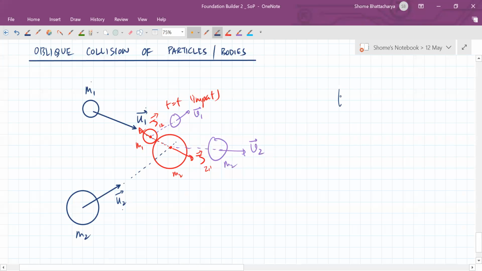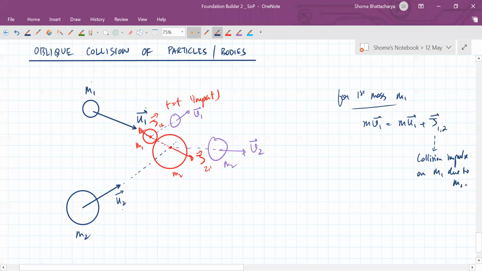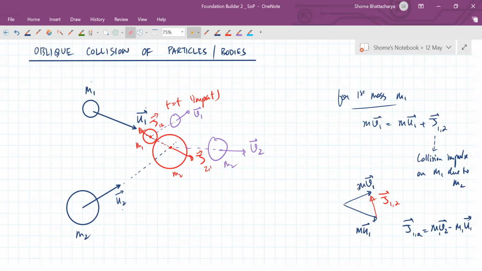As far as impulse momentum is concerned, for the first mass m1, the final momentum will be equal to the initial momentum plus the impulse acting on it because of the second one. So this is the collision impulse on m1 due to m2. The vector diagram will look like this: if this was the direction of the initial momentum and this is the direction of the impulse on particle 1 because of particle 2, then this will become the direction of the final momentum. So impulse equals change in momentum. So this is V1.